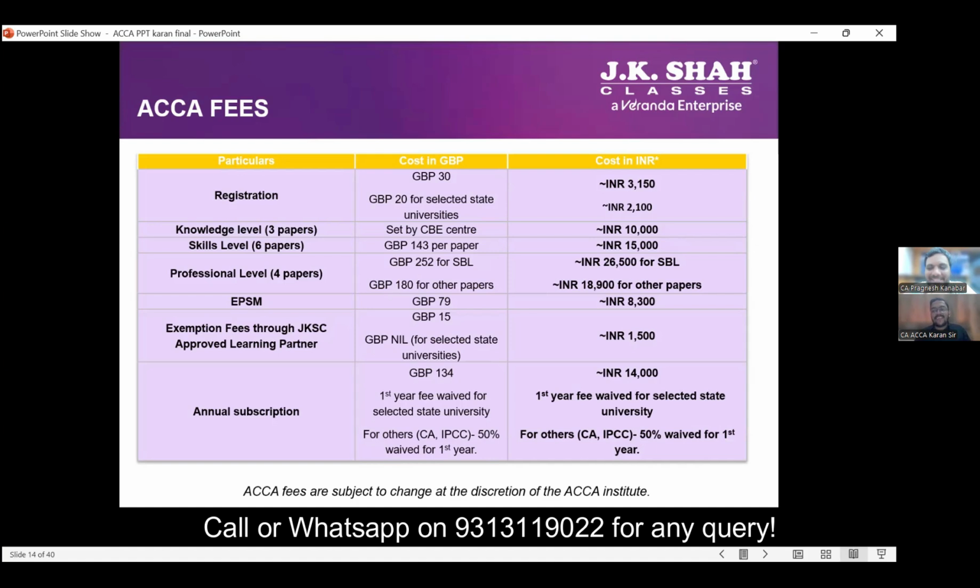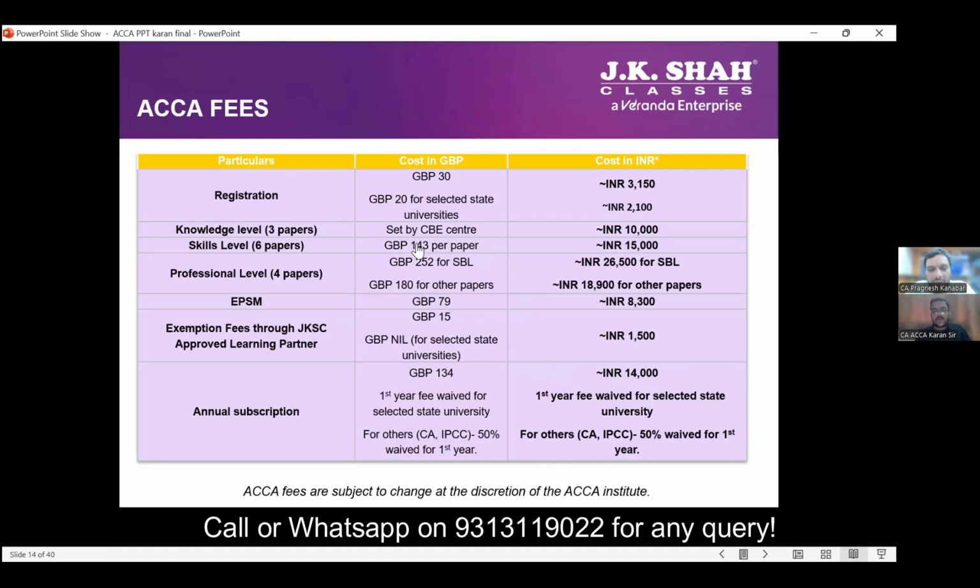Okay, coming to annual subscription. This is the fee which you have to pay every year to the institute till you complete your ACCA journey, which is all 4 papers. The fee for the first year is 50% waived off. The total fee is 14,000, but in the first year you just have to pay 7,000 rupees, and 14,000 for the next year, if any. But anyway, we will complete the course in 1 year. So this payment will be done only once, and that too at 50%, 7,000 rupees.